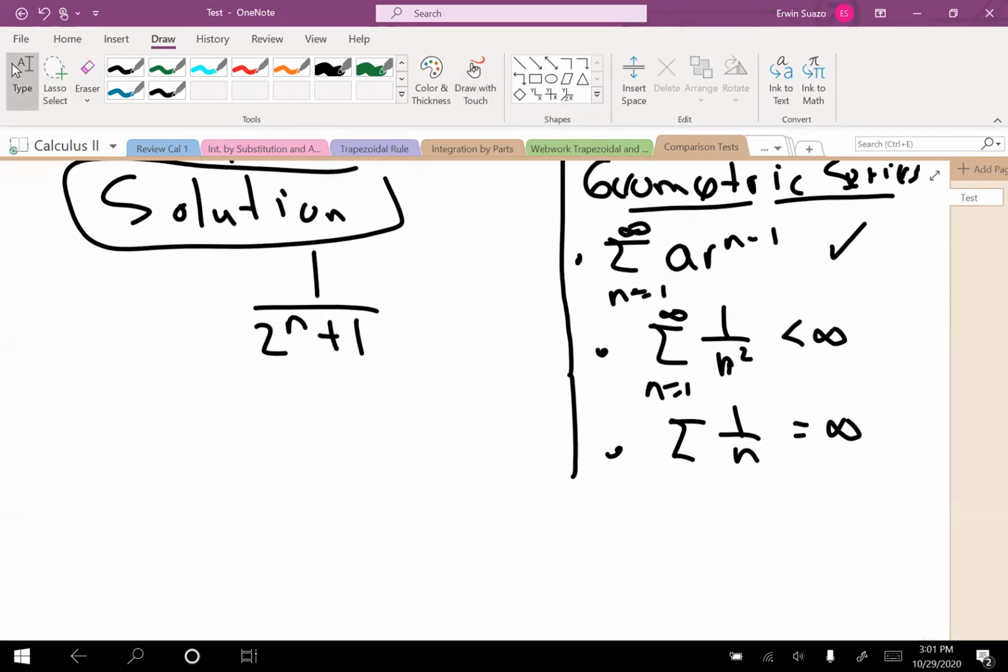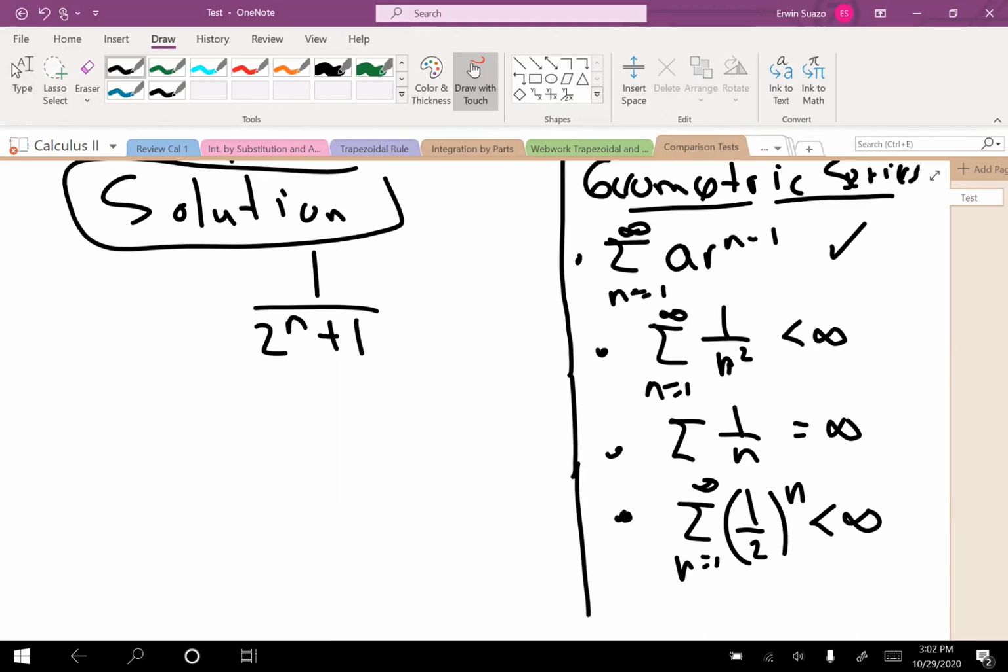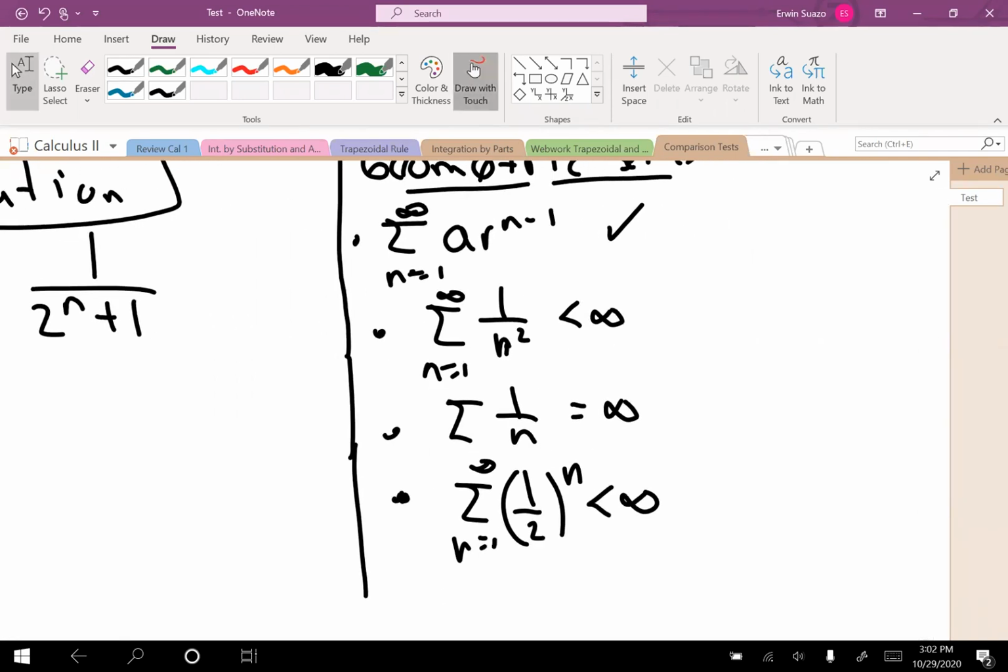Let me ask you this one. Sum of 1 over 2 to the n, n equals 1 to infinity. Is that convergent or divergent? Convergent. And why? Correct, it's convergent. Why? We proved it last week. Yeah, because it's geometric, and the ratio is 1/2.